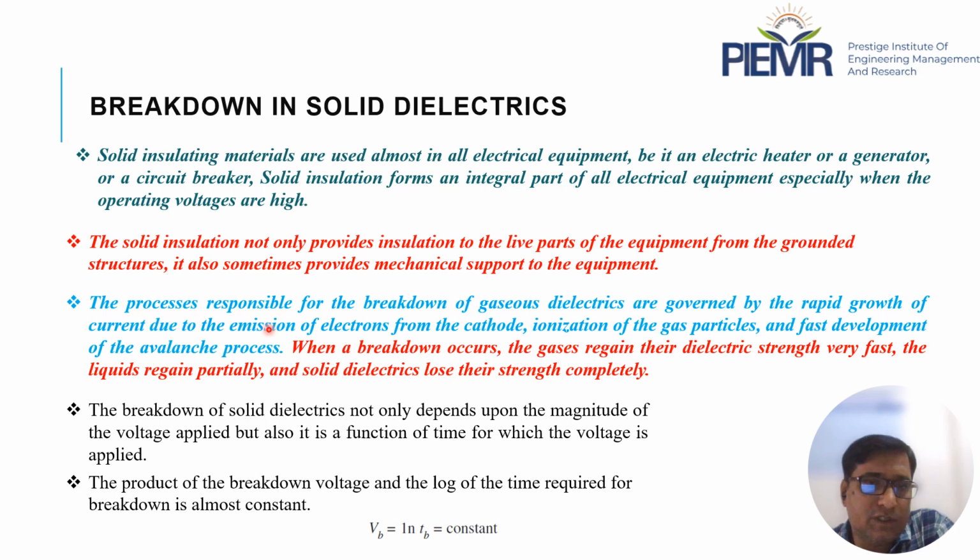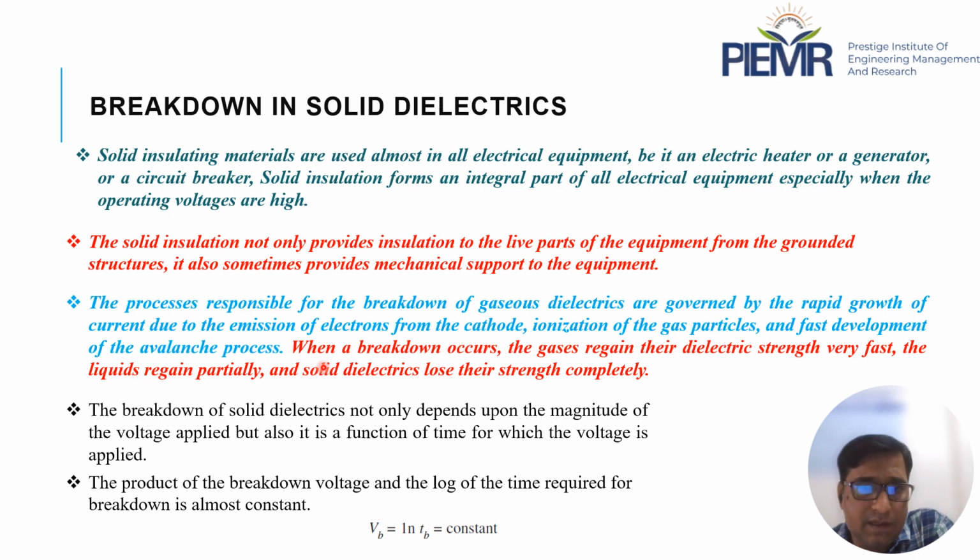The processes responsible for the breakdown of gases are governed by the rapid growth of current due to the emission of electrons from the cathode, ionization of the gas particles, and the fast development of the avalanche process, primary and secondary, as given by the Townsend criteria.